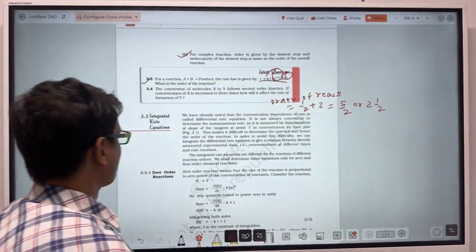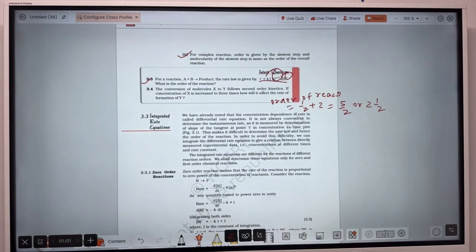So let's see here. The question is, X is converting to Y. That means X is a reactant and Y is a product. And it is second order kinetics. Second order kinetics means the order of reaction is 2. The concentration of X has increased to 3 times. So what will be the rate of formation of Y?